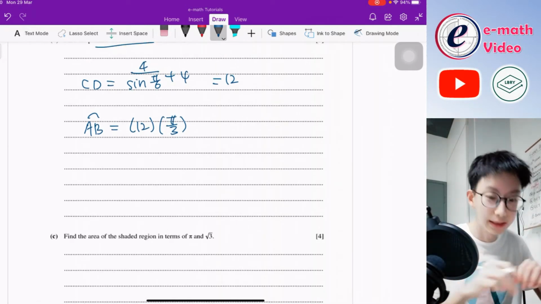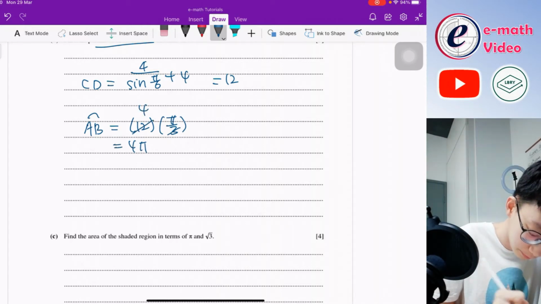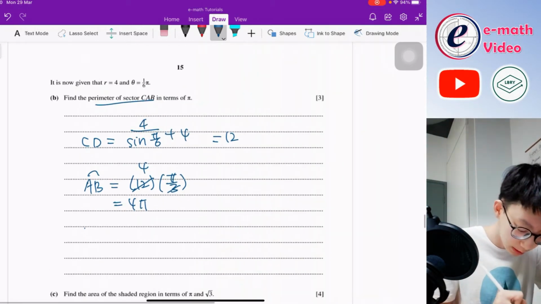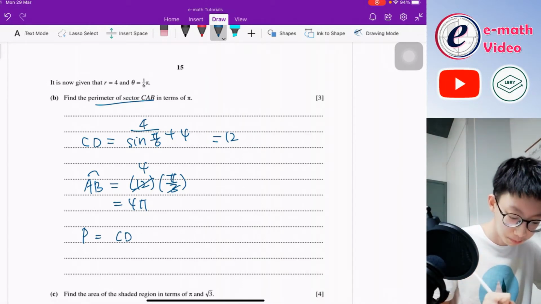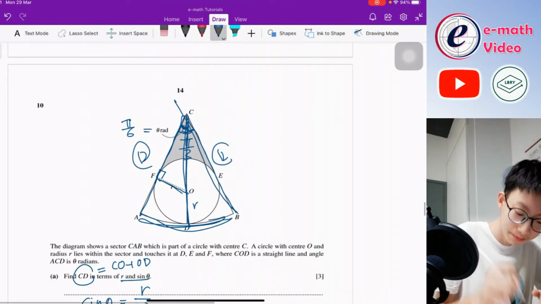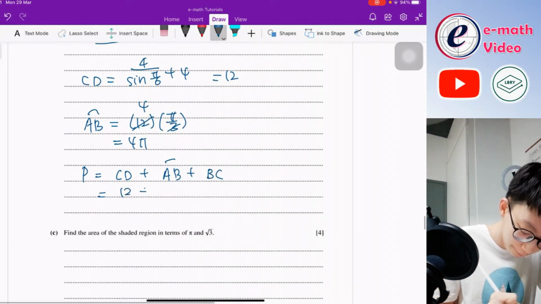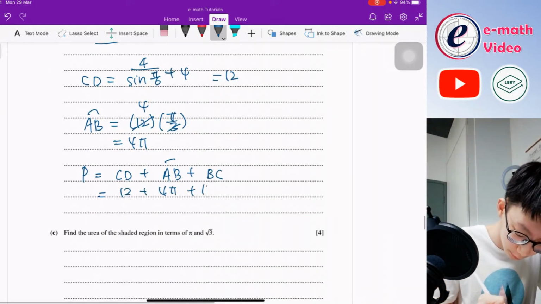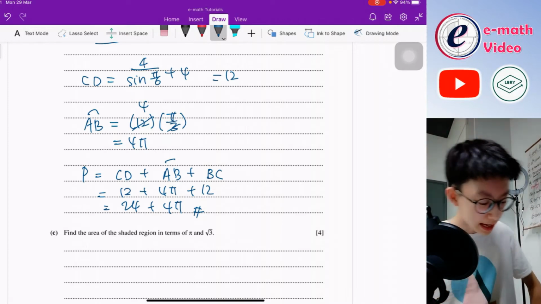Of the entire sector. Okay, so this is 4 pi. Last but not least, the perimeter is equal to CD plus AB plus, make sure you don't forget the BC, okay? BC. So it's 12 plus 4 pi plus 12, which is 24 plus 4 pi. Finish.